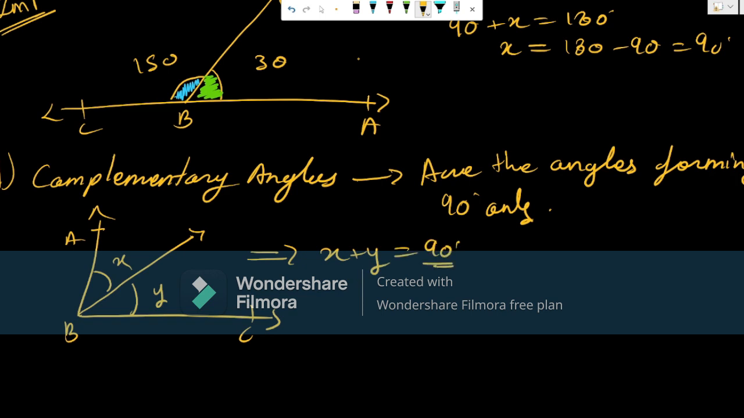Now for example, here they have given x as let's say 80 and they have told us to find y. So we will do this one: 80 plus y is equal to 90 degrees. So y is equal to 90 minus 80. That's going to give us 10 degrees. So angle y is 10 degrees.